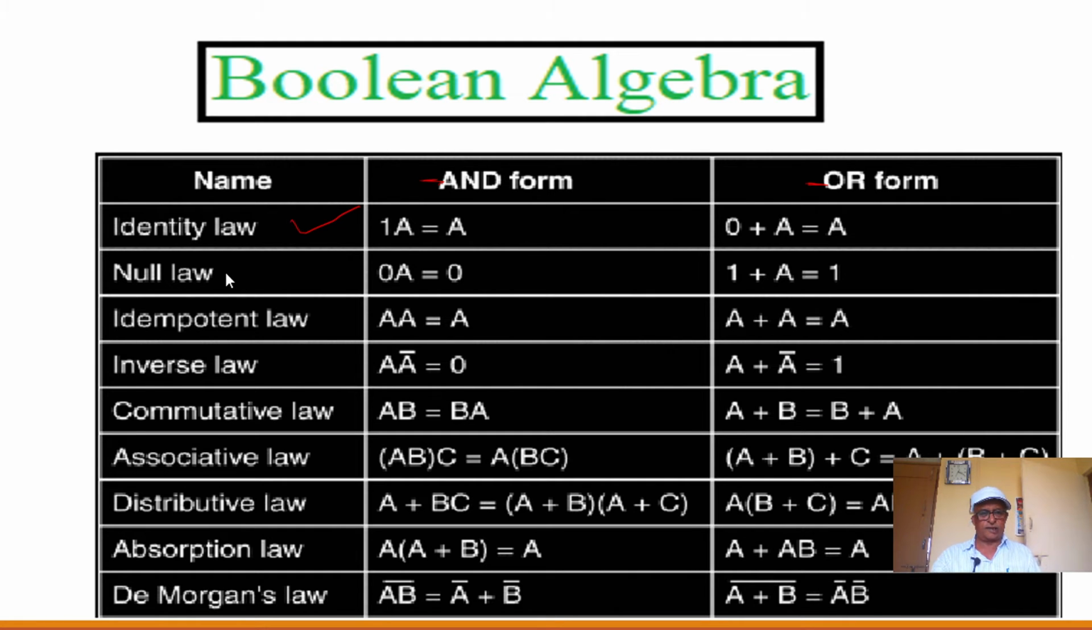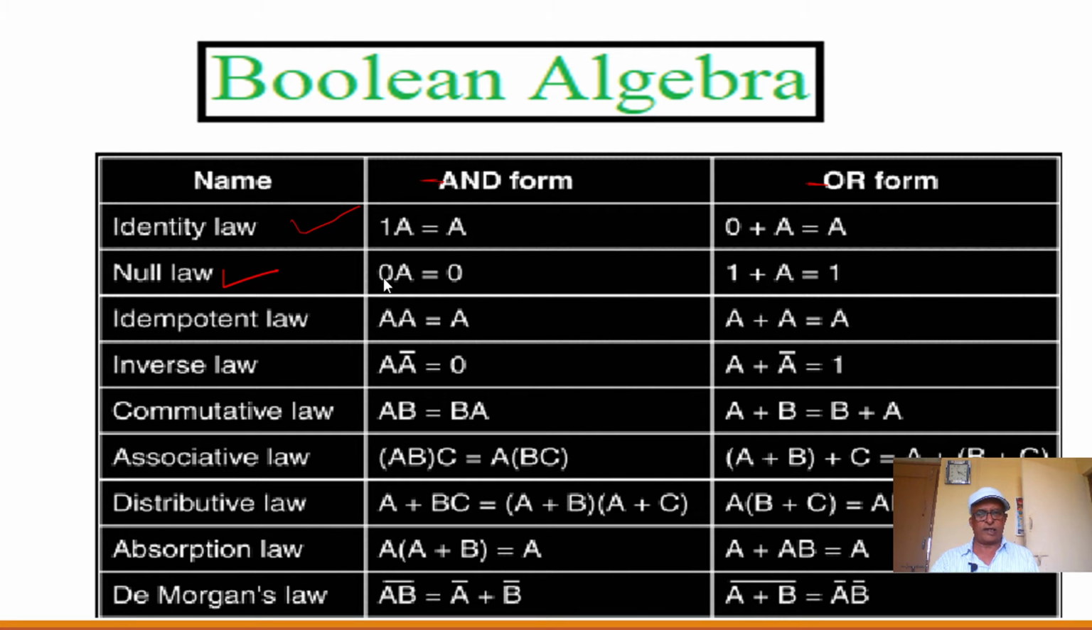Now let us consider the second law, that is the null law. Null means 0. In this case, if we consider AND gate, we get null, means 0. That is, if we multiply by 0, whatever may be the value of A, we will get 0.